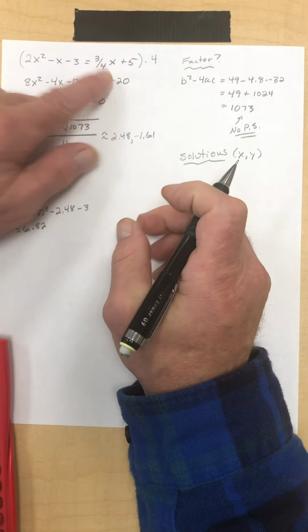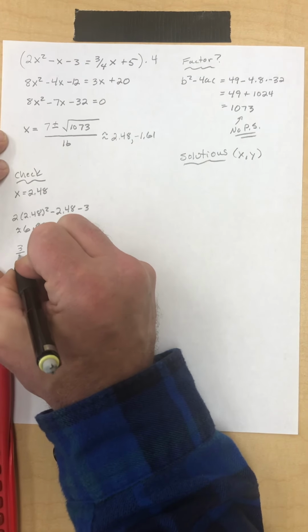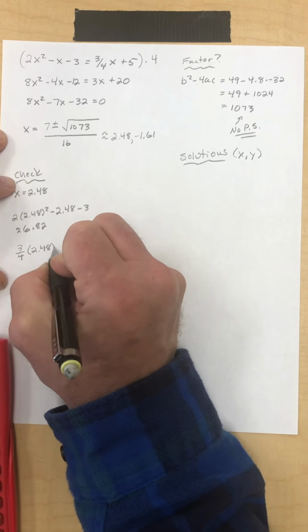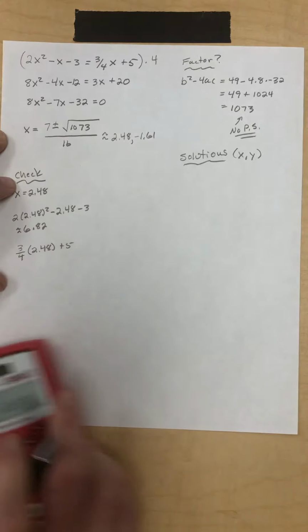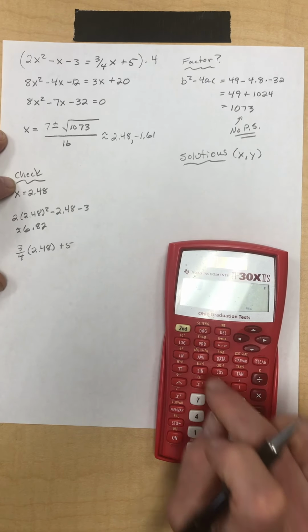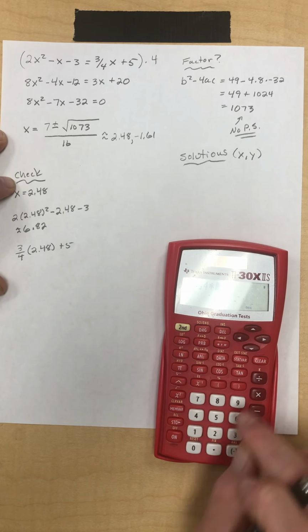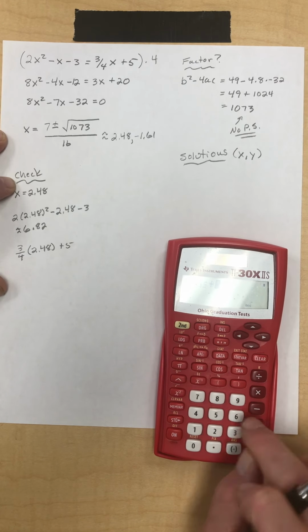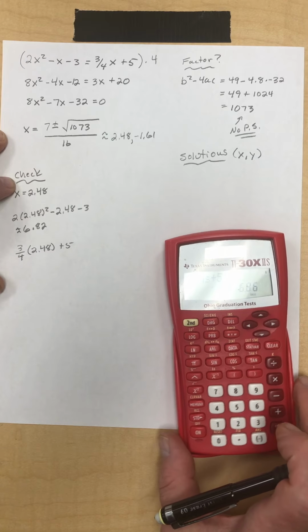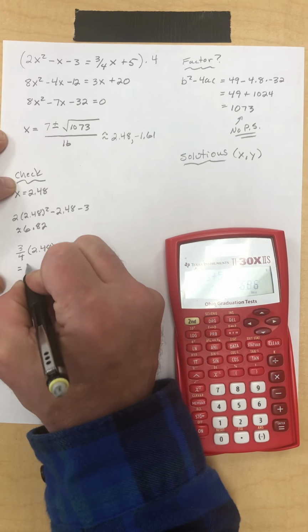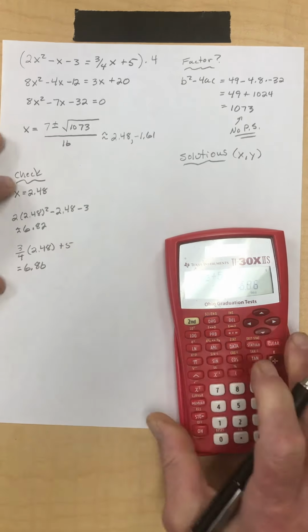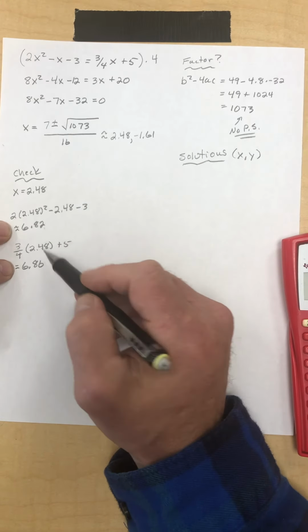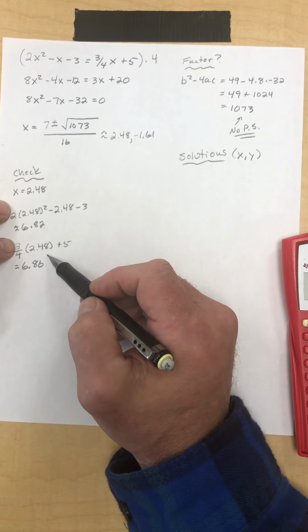So let's check the other guy. Let's go 3/4 times my x, which is 2.48, plus 5. Let's see what happens. 3/4 times 2.48, plus 5. And I get 6.86. So you look at these and you say, well, they're pretty close. And don't forget, I'm using an approximation here.